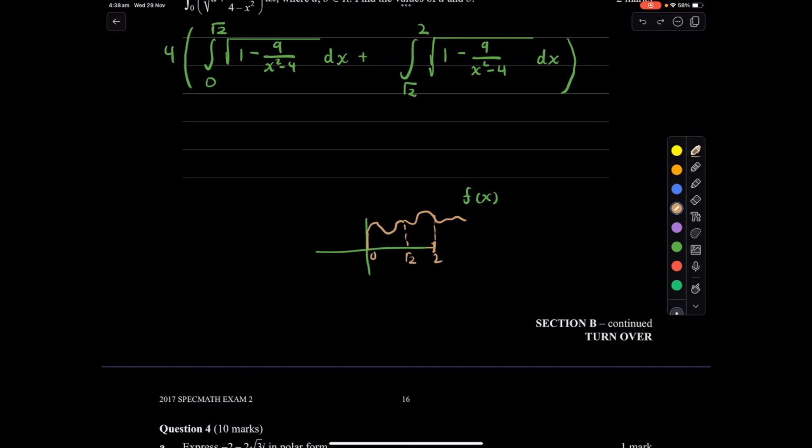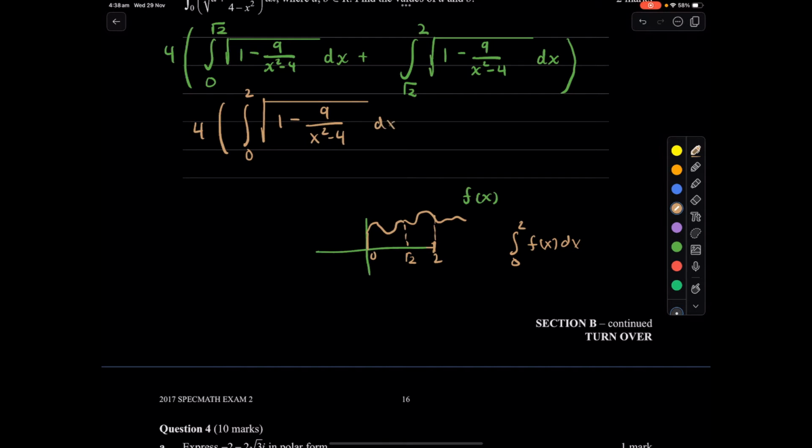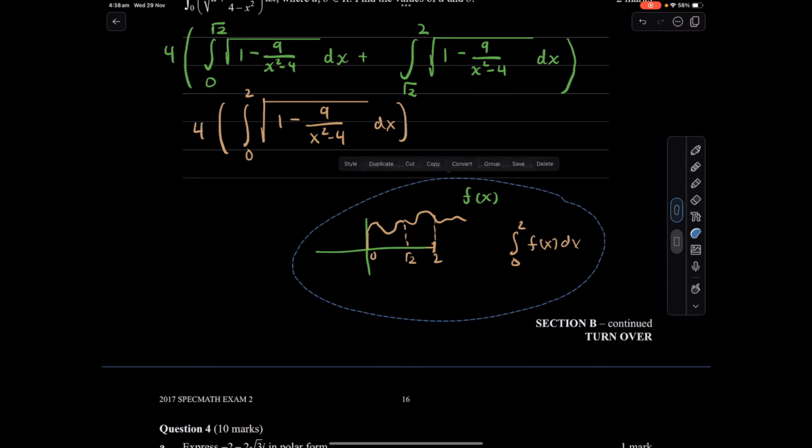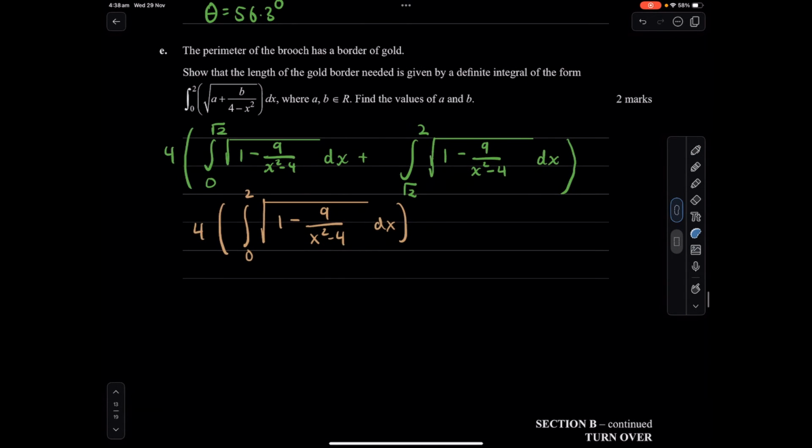Now, why don't we just put them all together and just make them one function from 0 to 2? Because they're the same function. We can write this whole area as 0 to 2 f of x dx. So let's do that. So bring that 4 still there. But now the integral from 0 to 2, 1 minus 9 x squared minus 4 dx. There we go. See?